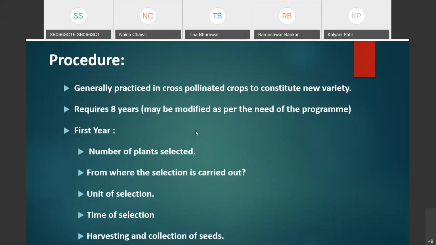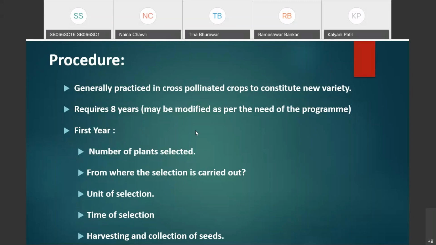Then, we have briefly discussed the different steps in mass selection. But how is mass selection actually carried out on the field? Generally, mass selection is practiced in cross-pollinated crops to constitute the new variety. This method is generally used to improve cross-pollinated crops.